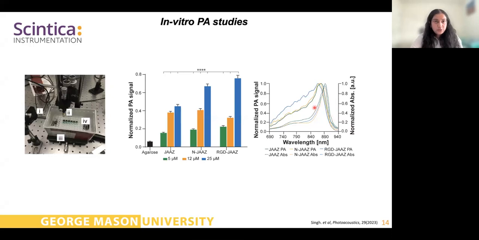And after that, we wanted to make sure that the optical absorption profile and the photoacoustic profile of the different formulations were similar. We did a wavelength scan at every 5 nanometers for the photoacoustic profile. And we did observe there is a 5 nanometer difference, which I'm currently not sure why, but the PA profile was closely in agreement with the absorbance profile.